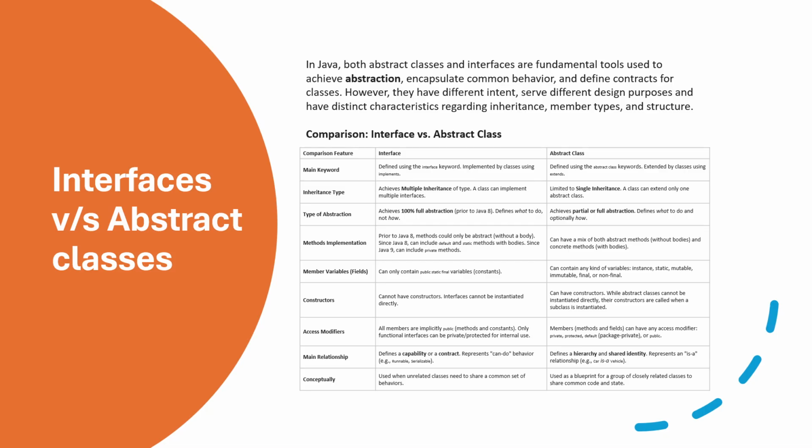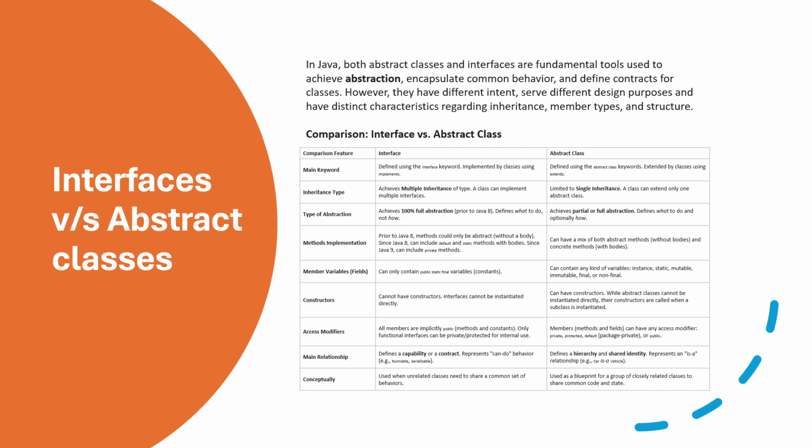Next feature is access modifier. So for interfaces, all members are implicitly public. We do not need to write the public keyword. They are automatically considered public. And only functional interfaces can be private or protected for internal use. For abstract classes, member methods and fields can have an access modifier: private, protected, default, or public.